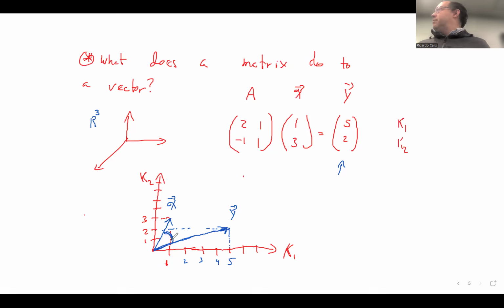Yeah, it could shrink it. Yeah. Transform is a great word. Yeah, yeah. Yeah, very good.